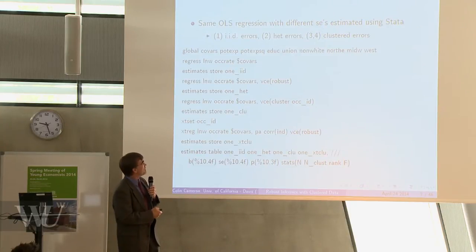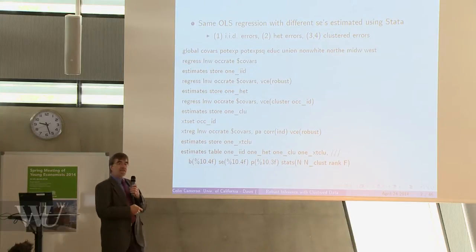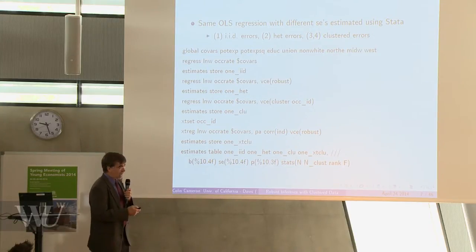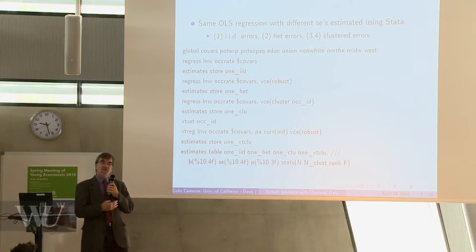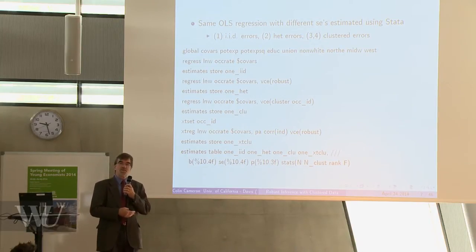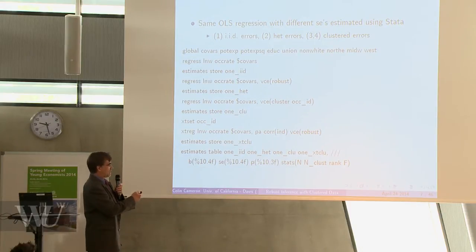So we run the regression, and these are 4 different ways of getting standard errors. Regress y on our variable of interest, the injury rate in the occupation, and then these are the covariates, the regressors. Default, heteroscedastic robust, cluster robust, clustering on occupation, and then in Stata, there are several different ways to do cluster robust. So this is just a regular regression and then cluster robust.